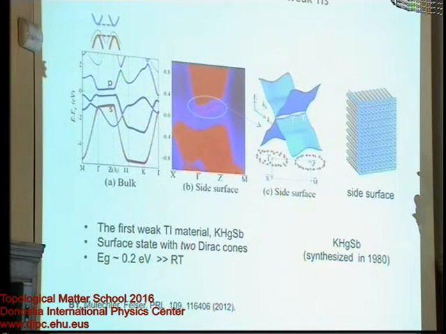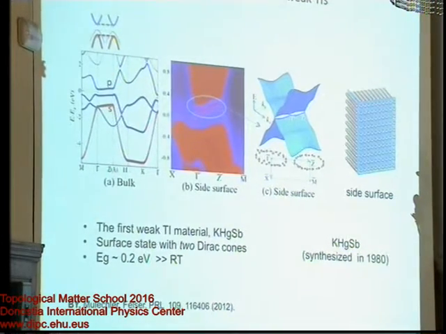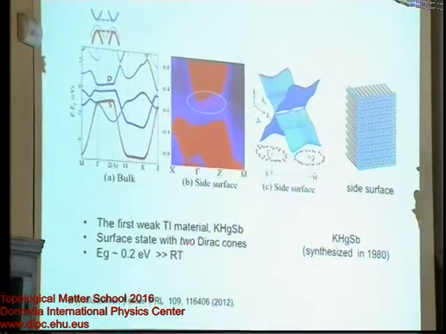At the Z point, you have another inversion, you just project out. You have another Dirac point at the Z point. That means in the surface Brillouin zone, this means the side surface. You stack them along the Z direction, but the surface state is here. And here you have two Dirac points at gamma and Z point. And for quite a while, people believed these states cannot be stable because of the scattering between them.